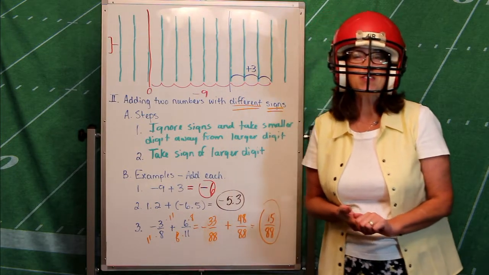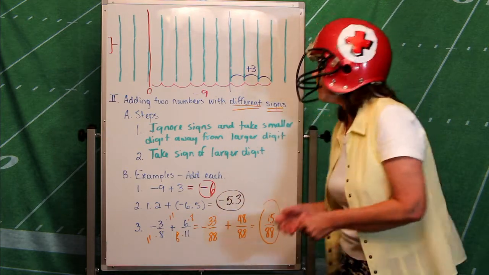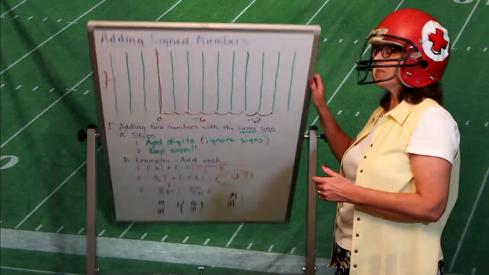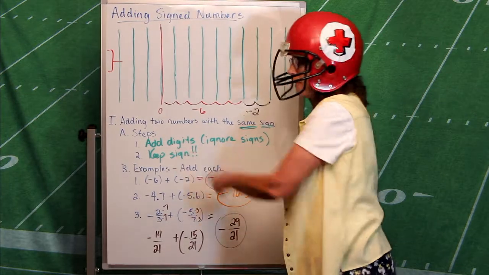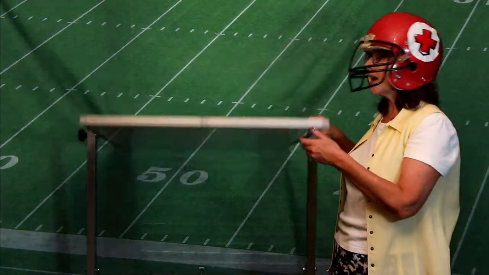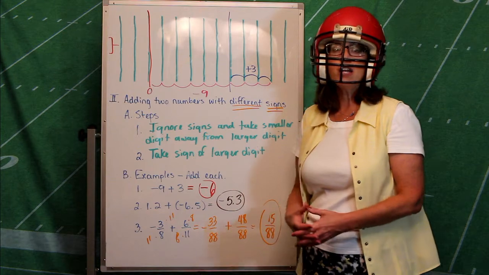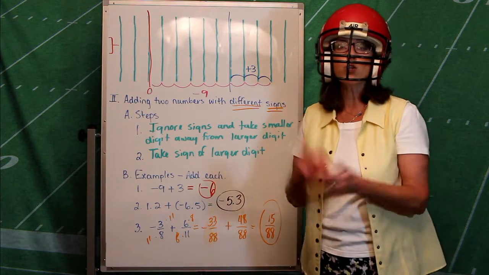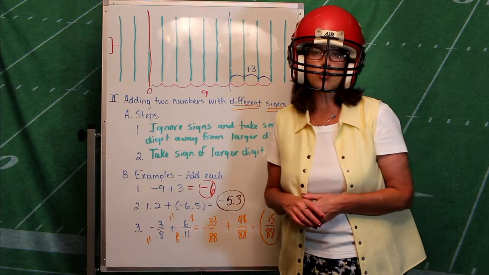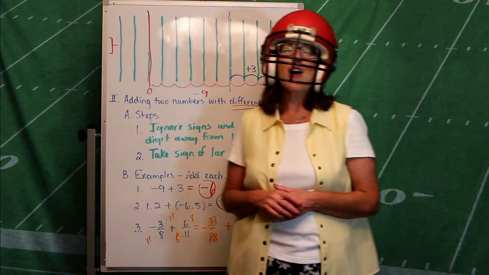So I hope that this helps you with the concept of adding signed numbers. Remember that when the signs are the same, that's the easiest case. We're going to keep those signs and we're just going to add the digits. Pretty easy. But when the signs are different, it's a little more difficult, but not too terribly difficult, because we're going to ignore the signs at first. We're going to take the smaller digit away from the larger digit, and then we're going to keep the sign of the larger digit. I hope that helps.